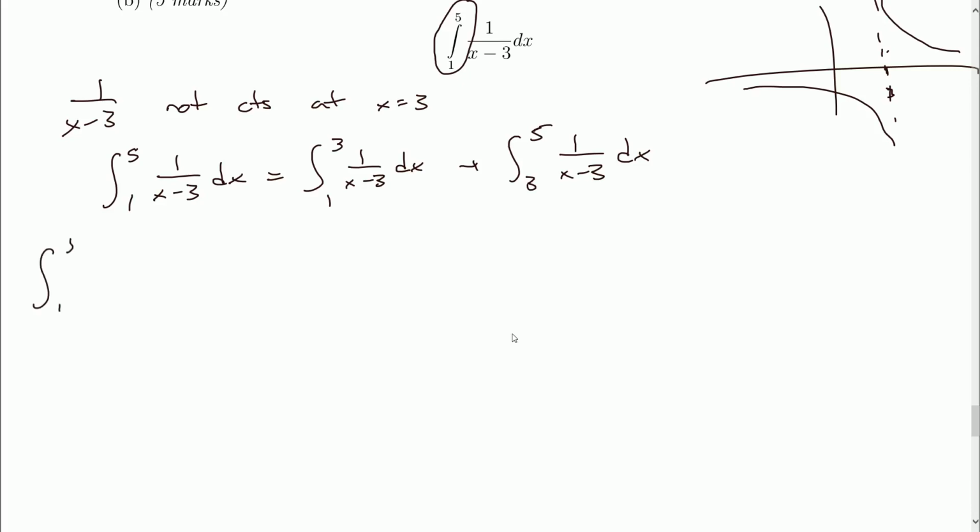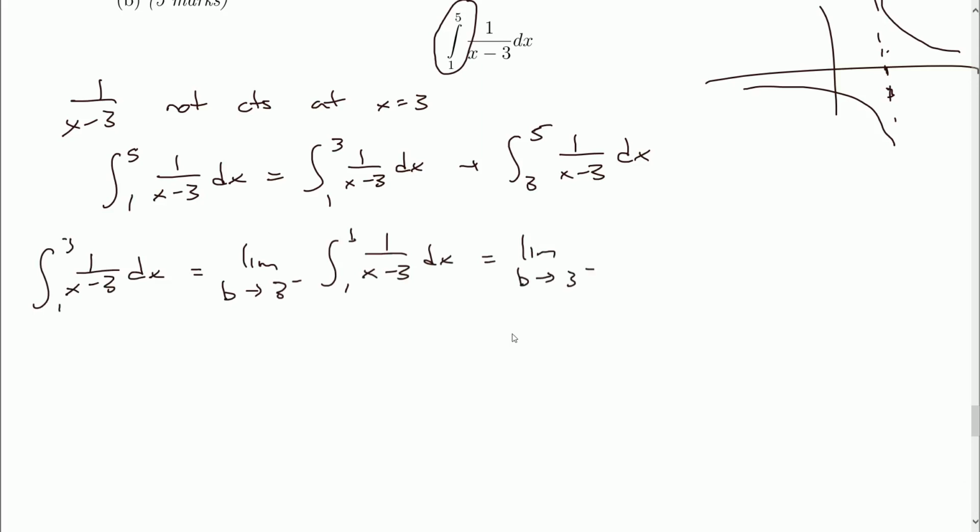So, 1 over x minus 3. And that has to turn into a limit. So b goes to, let's say, 3 from below, integral from 1 to b of 1 over x minus 3. But this doesn't take that long. Just a quick ln absolute value of x minus 3, and we go from 1 to b.